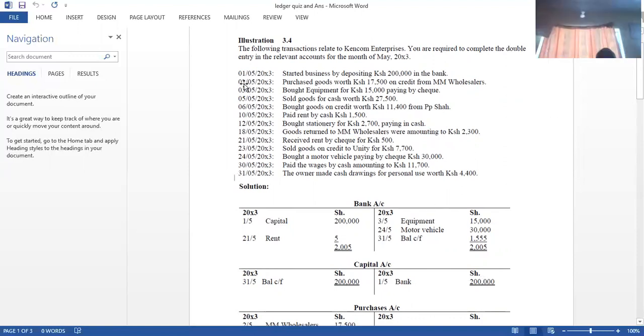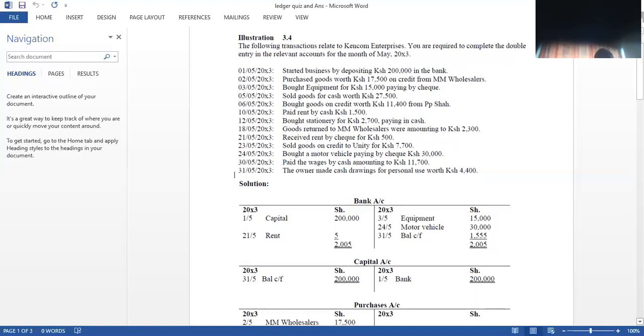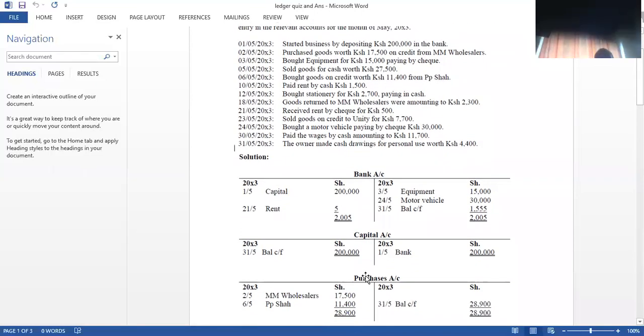We go to the transaction that took place on 0205, purchased goods worth 17,500 on credit from wholesalers. Note I've just said in the previous audios that anytime goods are bought, we normally open the purchases account. That's actually why we have the purchases account here. And the purchases account is normally debited. And these goods were bought on credit from wholesalers.